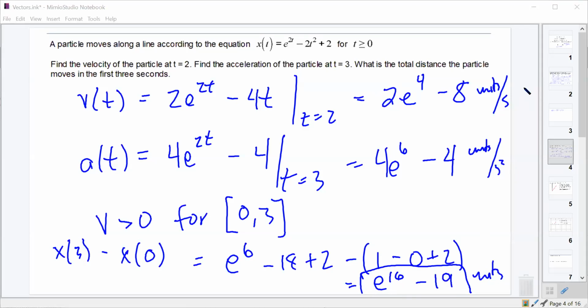Oh, yeah, e to the 6th. I don't know why I wrote 16th down there. That's weird. But yeah, definitely e to the 6th. I wrote that the first time, right? Yeah. e to the 6th minus 19. Sorry about that. I don't know where that 16 came from. Must have already been thinking about negative 18 plus 2 or something. Everybody good now?